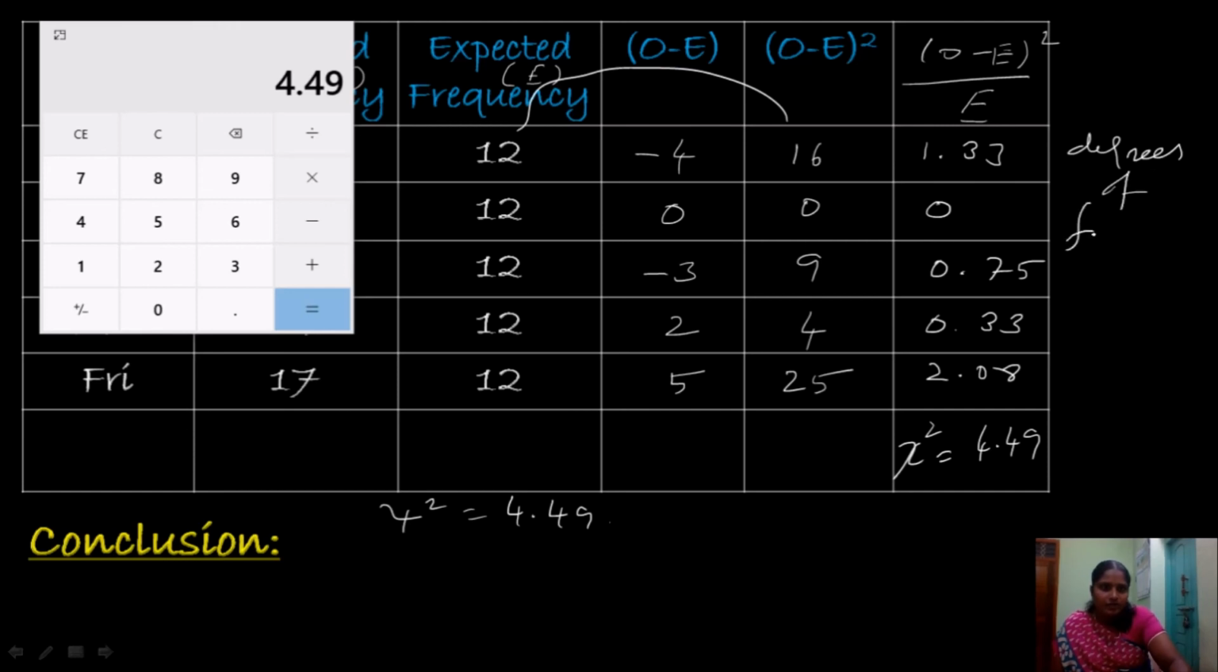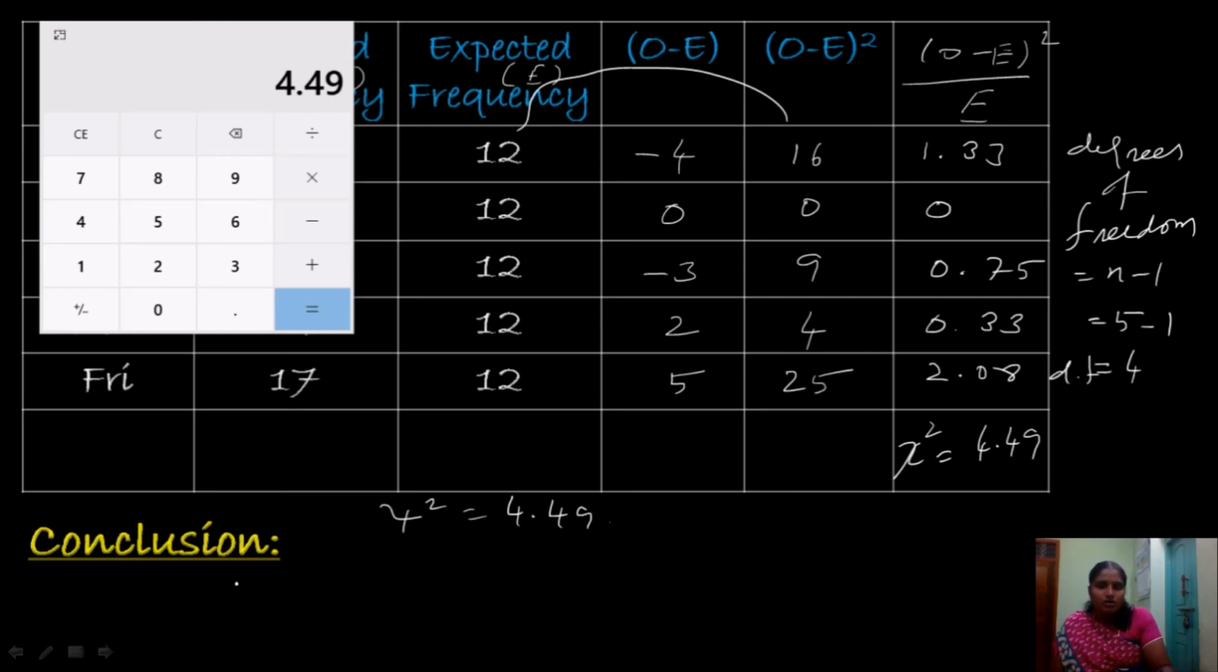Next, we calculate the degrees of freedom, which is equal to n minus 1. N is nothing but the number of observations given. Observations are given from Monday to Friday, so totally we have 5 days. So 5 minus 1 is 4. So the degrees of freedom here is 4.